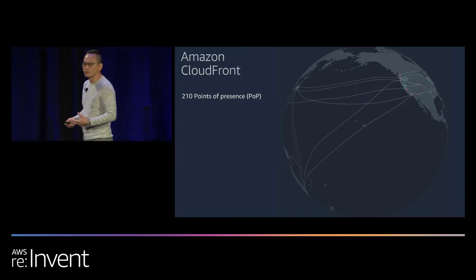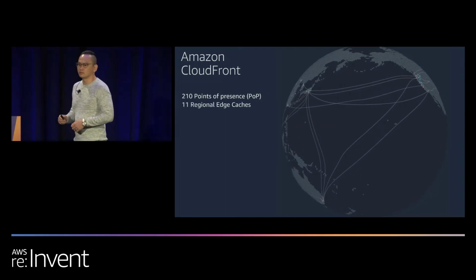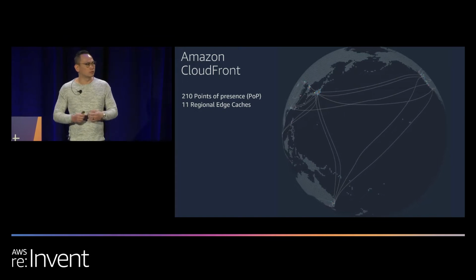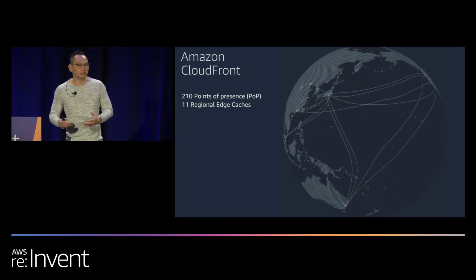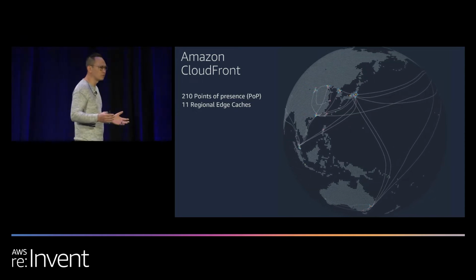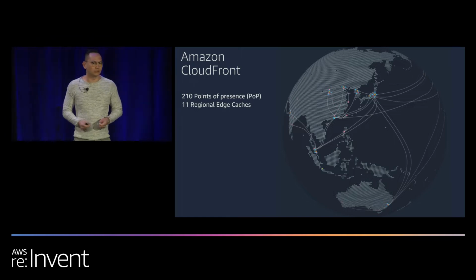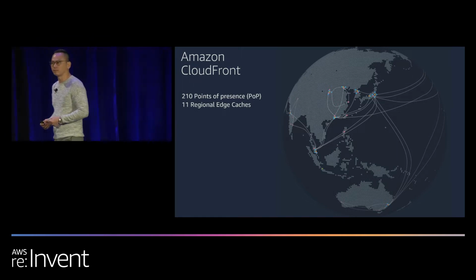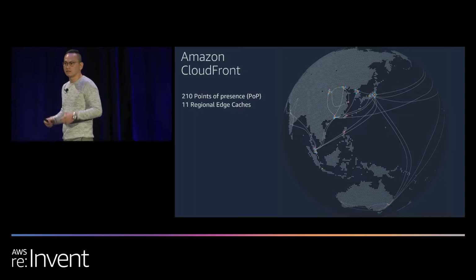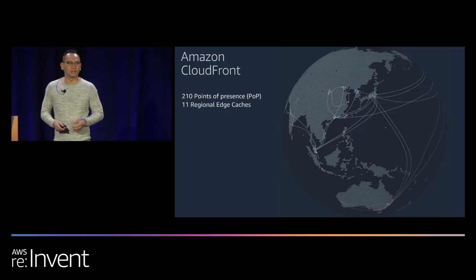Of these 210 points of presence, we also have what we call regional edge caches, which is a mid-tier cache that sits between your origin servers and the edge locations around the world. The purpose of these regional edge caches is to reduce load on your origin, but also provide a better cache hit rate for your applications. This is baked into the network, and you get this as part of the service. There's no additional charge for it.